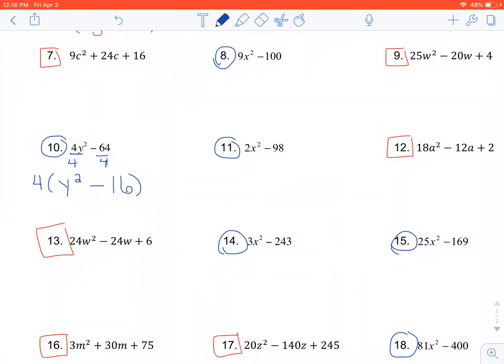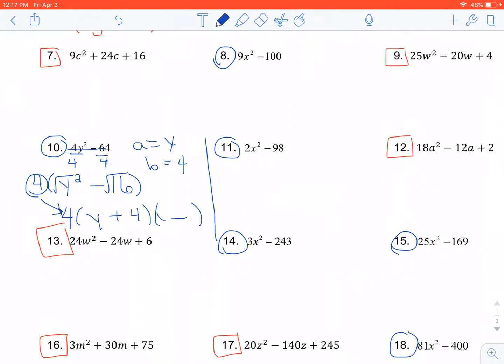So two terms means my pattern should be a plus and a minus. There was a GCF, so I'm writing that GCF down in front as well. And then I need to take the square root of y squared, that's just y. The square root of 16 is 4. So there's my little bit of work. Y plus 4, y minus 4. Lots of 4's in the problem. So the GCF was a 4, and then I have y plus 4, y minus 4. So it looks like 11, 14, those two have GCFs as well.